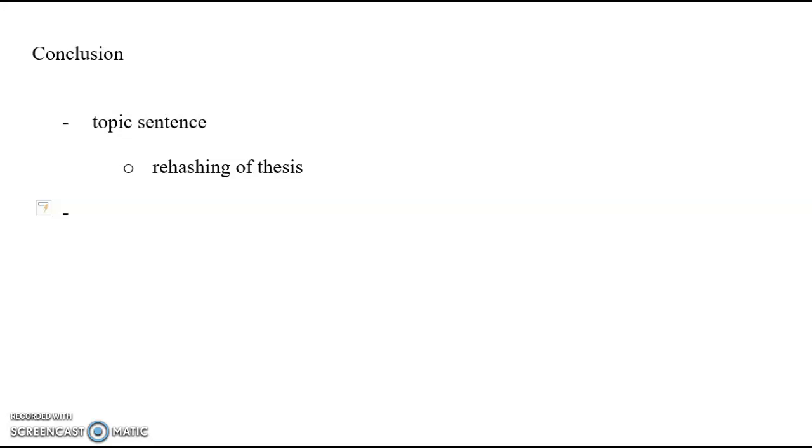And then we're going to start with supporting sentences. And what are the supporting sentences in a conclusion? These are going to be major points and arguments that you've made throughout the paper that you're going to connect together. And then finally, you're going to have your closing sentences. It's going to connect back to that thesis.